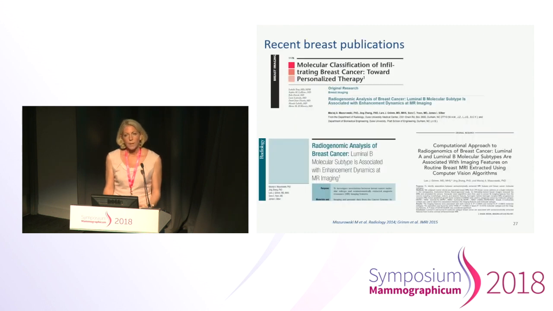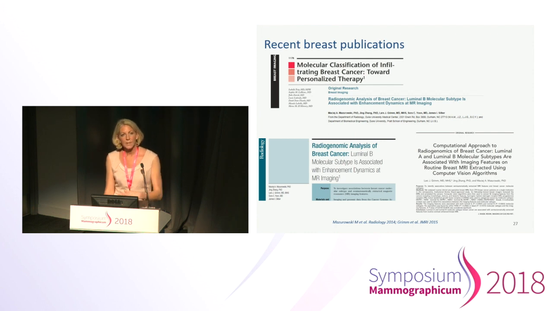So where are we with publications? Well, there's a whole host of publications that I could show you with a lot of variety of results, all of which would probably be quite confusing. I've picked out a selection here. These on this slide really show a couple of groups that have looked at associations with molecular subtype. And you can see here, luminal B molecular subtype is associated with enhancement dynamics at MR imaging. Luminal A and B molecular subtypes associated with imaging features.